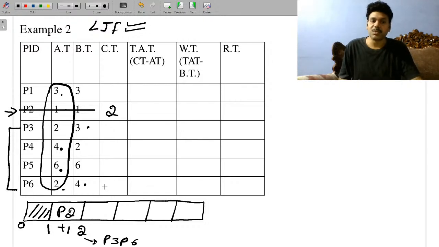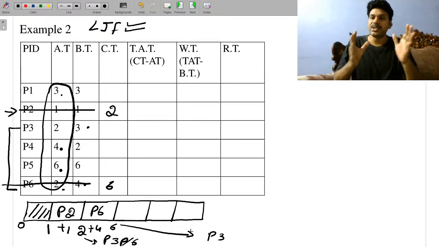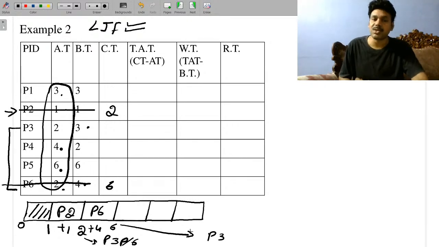Now there is a race between P3 and P6. P6 has the longer burst time. So P6 is going to be processed, plus 4. It is 6. It is completed. You remove this. Next, please observe, after P6 is removed, your ready queue has P3. Now again you decide, from 0 to 6, other processes have also come.